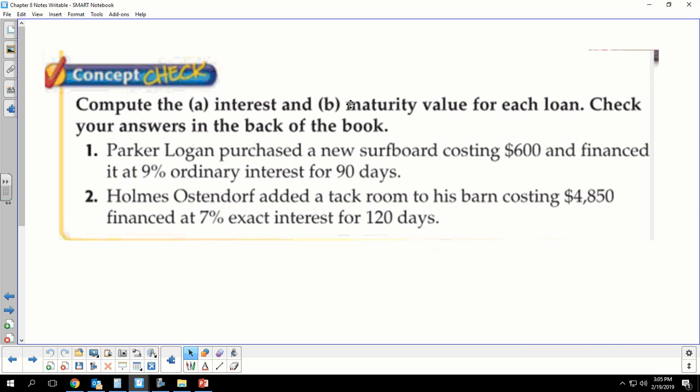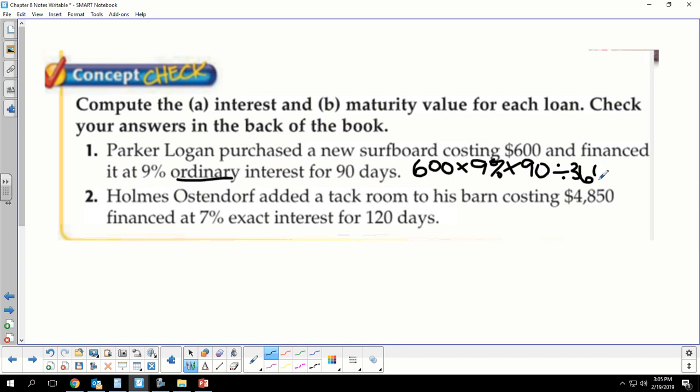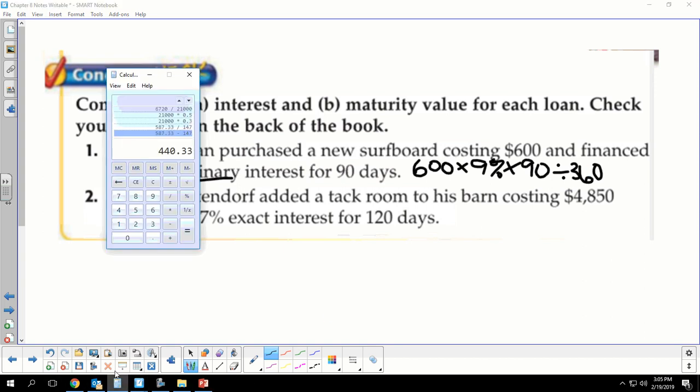Okay, if we do the concept check together, these two problems both put together, let's see how that works. Parker Logan purchased a new surfboard costing $600 and financed it at 9%, so we times it by 9%, and for 90 days. So that's times 90. And we look, it's ordinary interest. So O means we divide by 360. O for ordinary.